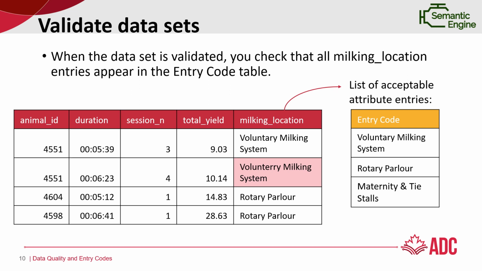After you've entered data, you can also use entry codes in order to validate data sets. So when a data set is validated, you're going to check to make sure that all milking location entries are ones that appear in the entry code table. And if it's something like a misspelling, then this is something that you can flag and correct.